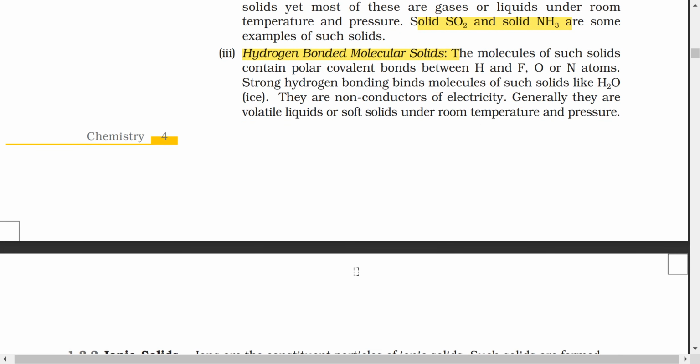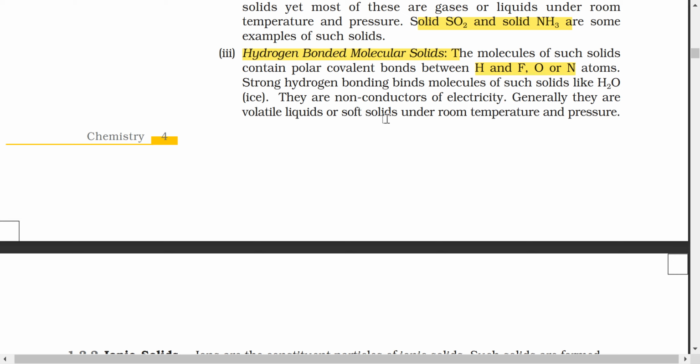अब hydrogen bonded में क्या होगा? Very easy. Intermolecular forces क्या होंगे? Molecular solids में the molecules of such solids contain polar covalent bonds between H, F, O or N atoms. ठीक. और किसके साथ? If hydrogen you find with any electronegative atom, वहां पे आप देखते हैं क्या? There is polarity, there is possibility of hydrogen bonding. Strong hydrogen bonding occurs, binds molecules of such solids like H2O.